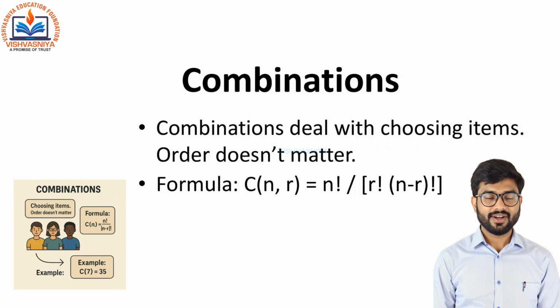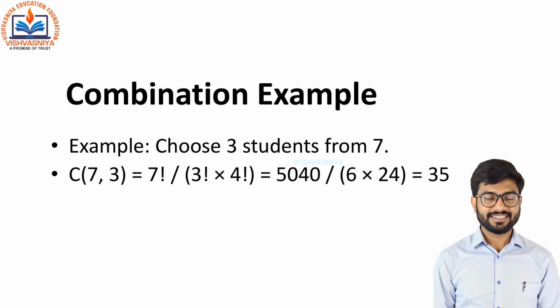Combinations. Combinations deal with choosing items. Order doesn't matter. The formula is as follows. C(n, r) equals n factorial divided by r factorial into factorial of n minus r. Let's understand this with an example.